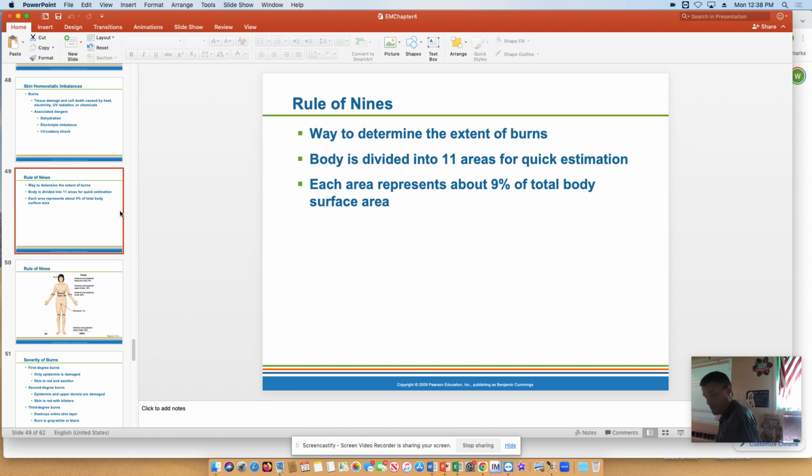Anyway, that would be a second degree burn. And then if the skin layers are completely destroyed, then you have a third degree burn.